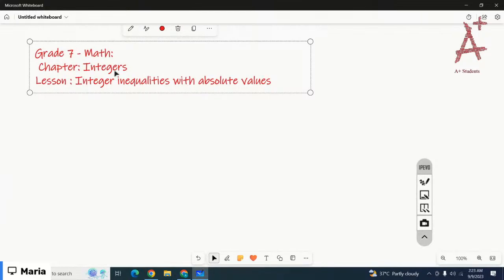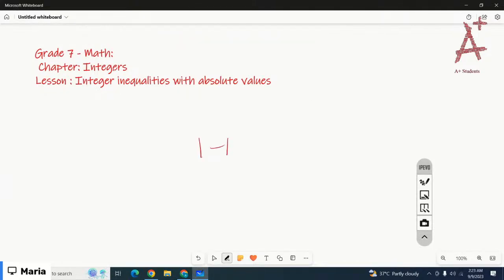For example, you have an inequality that is negative 1, and you have to put a sign over here, either less, greater, or equal, right? So which sign makes the statement true? Absolute value of negative 1 and negative 3. So which is the correct option?